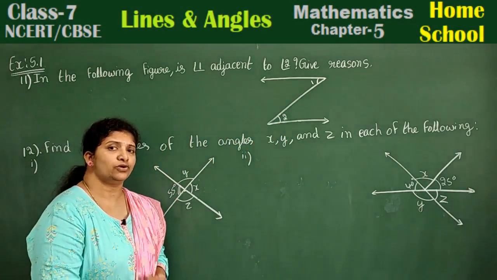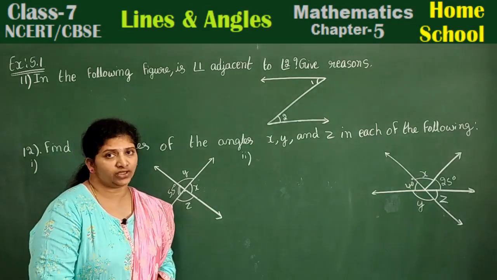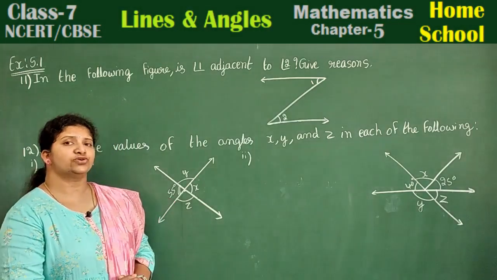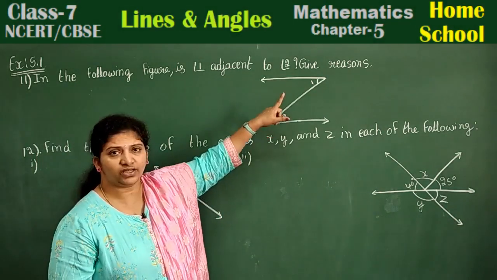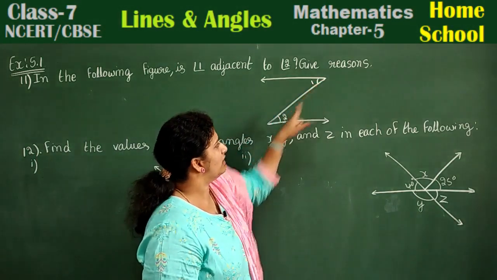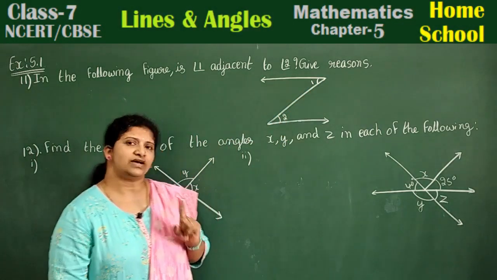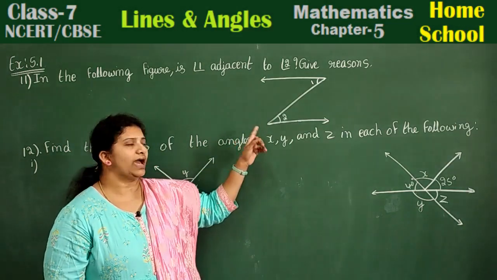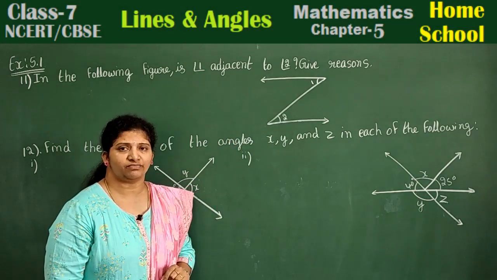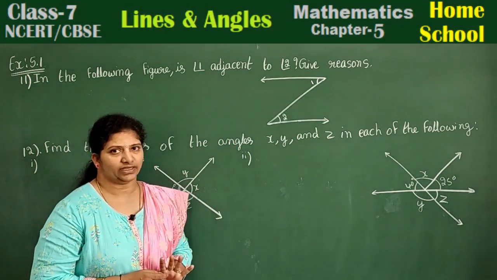Adjacent angles, you have three rules. What are the three rules? The two angles should arise from the same vertex. Are they from the same vertex? Angle 1 is here and angle 2 is here. First point only we say it is no. The two angles are not arising from the same vertex.